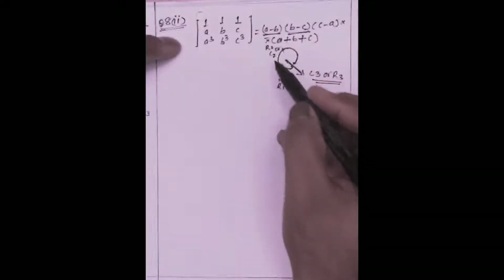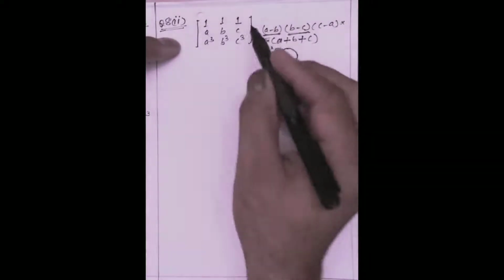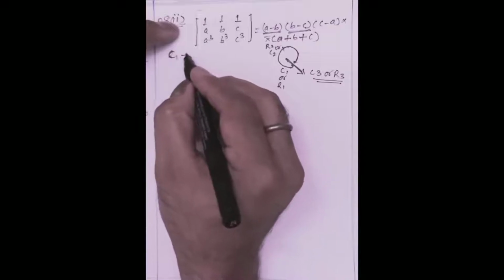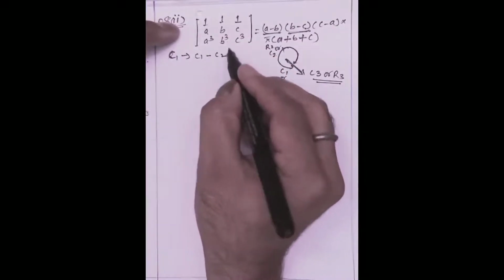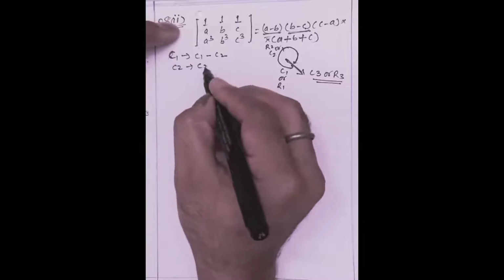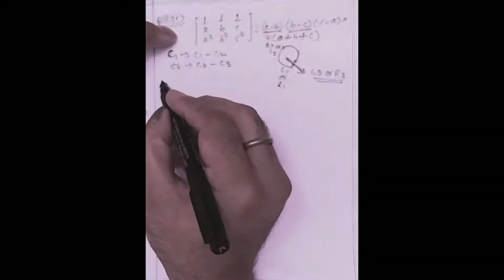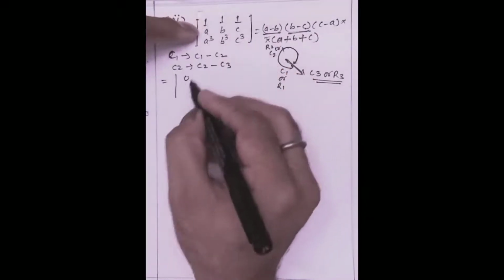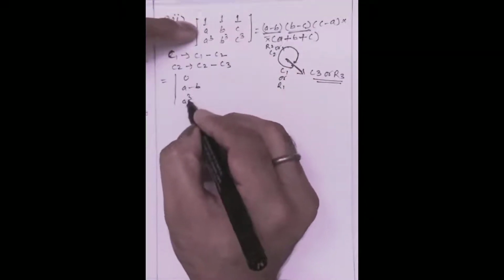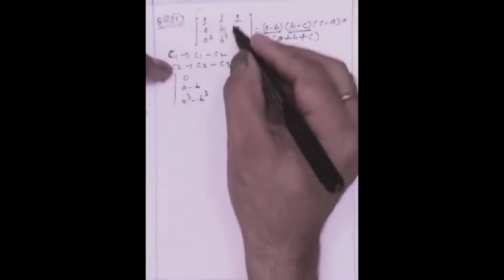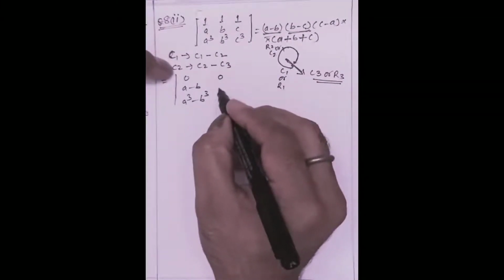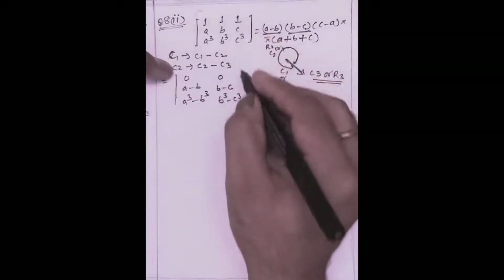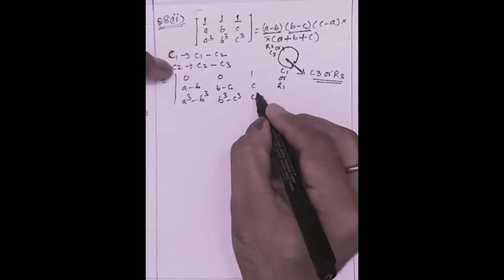So we are starting with these two, not the last third one with the first one. So we are writing here C1 will change with the help of C1 minus C2, and C2 will change with the help of C2 minus C3. So what is happening? We are going to write here C1 minus C2: 1 minus 1 is 0, A minus B, and A cube minus B cube. Similarly C2 will change this way: 0, B minus C, and then B cube minus C cube, and the last column is as it is: 1, C and C cube.